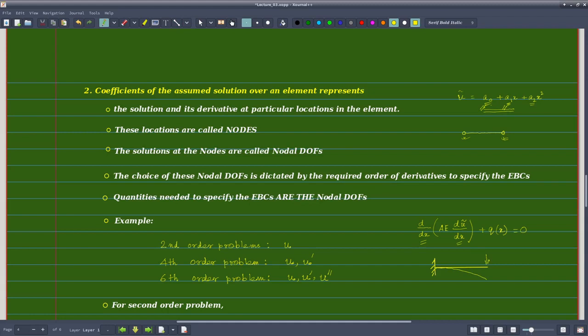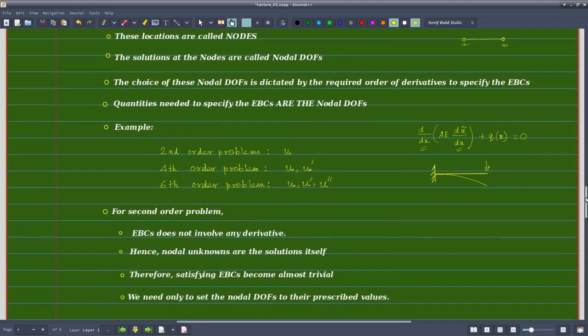So I have to specify both u and u prime, u dashed. So in a fourth order problem, I need to have a solution which is differentiable up to its first order. Similarly, in a sixth order problem, I will have to assume a solution which is differentiable up to the second order. Okay?